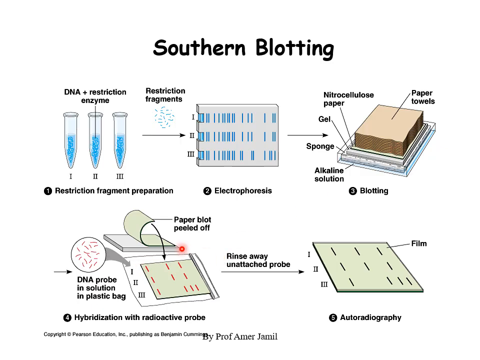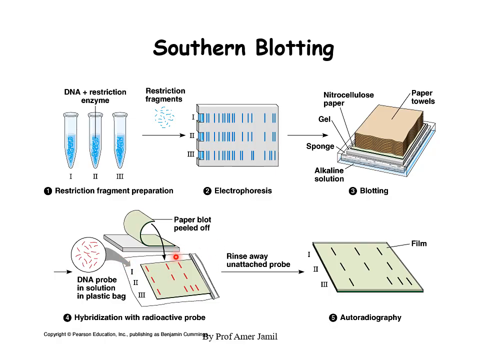So for that purpose, we use a DNA probe in solution form. So this is our nitrocellulose paper, and we add this probe. What is a probe? A probe is a sequence of DNA or RNA which is complementary to the sequence of interest and is labeled with something, maybe a radioactive label or maybe a non-radioactive label, which can be detected.